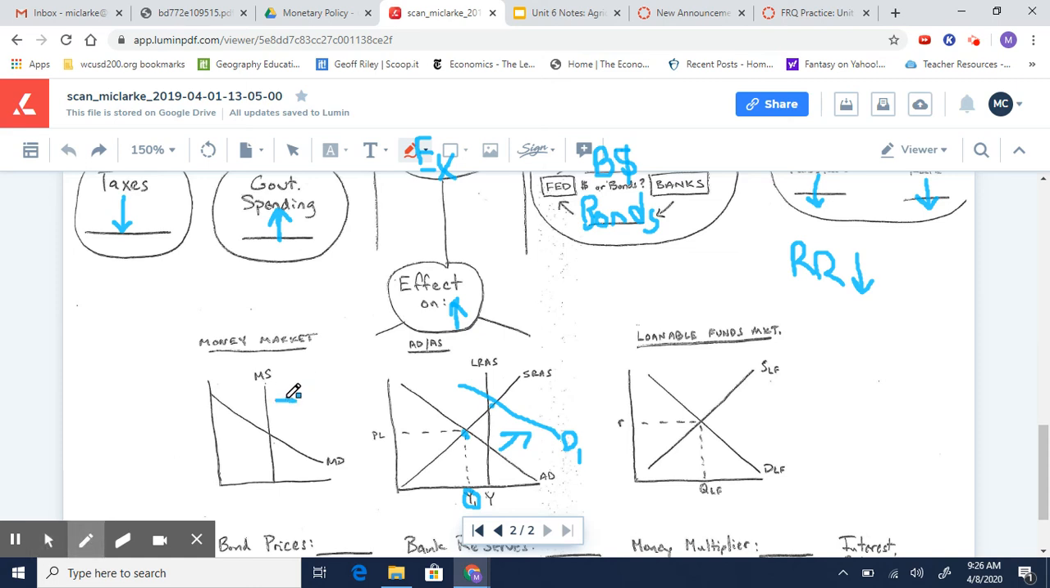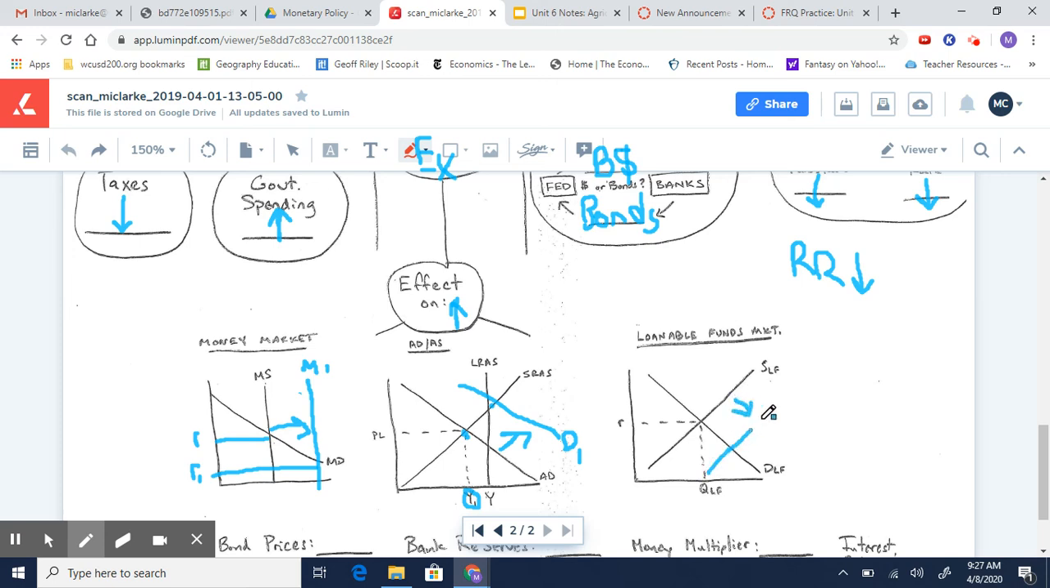So what's going to happen now? The money supply is going to increase. There's M1. So your nominal interest rate was here. And now, with the increase in the money supply, the fall in the federal funds rate, your interest rate's going to fall. And so let's look at the effect it has on the loanable funds market.